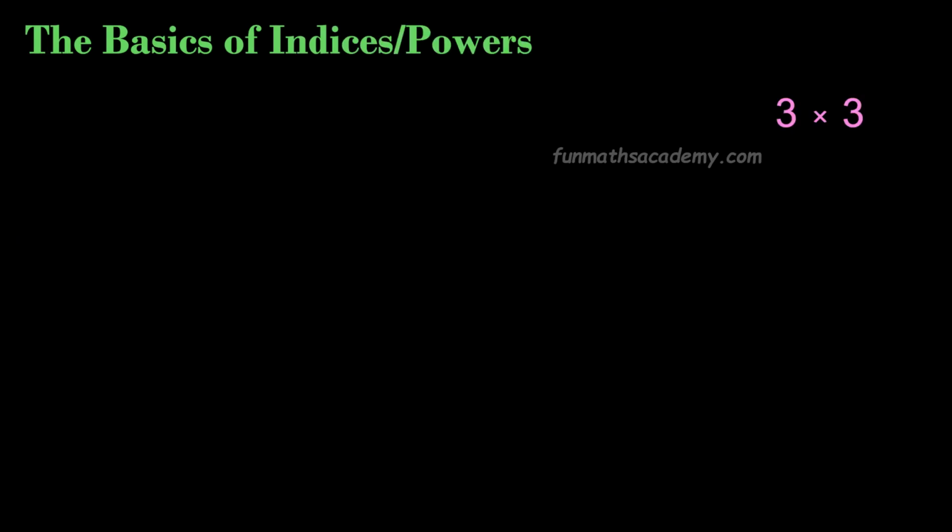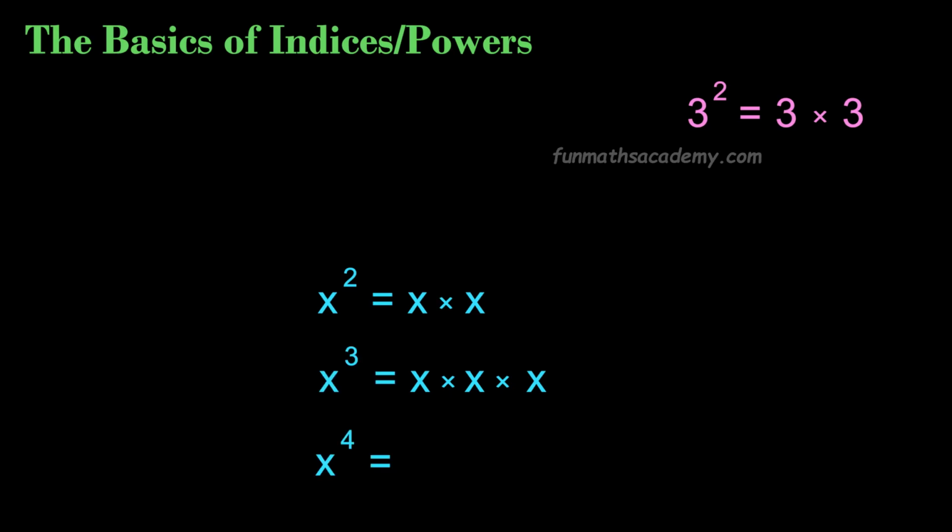3 times 3 can be written as 3 squared, right? In the same way, we can write x times x as x squared. x times x times x is written as x cubed. Do you know what x to the power of 4 is? Yes, x to the power of 4 is x times x times x times x. You can see that in each step, x is multiplied. In other words, each step involves multiplying by an additional x.